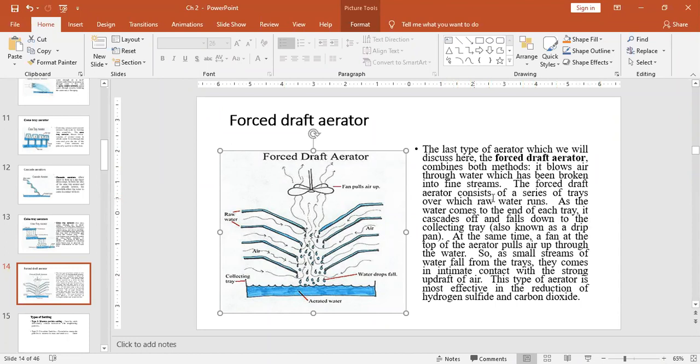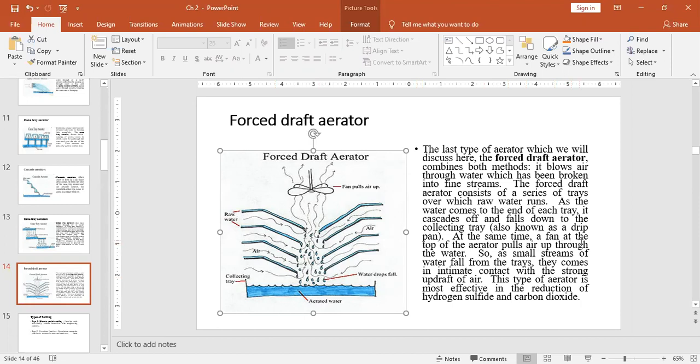The forced air draft aerator consists of a series of trays over which raw water runs. As the water comes to the end of each tray, it cascades off and falls down to the collecting tray, also known as the drip pan. This is the drip pan. I will show the names.